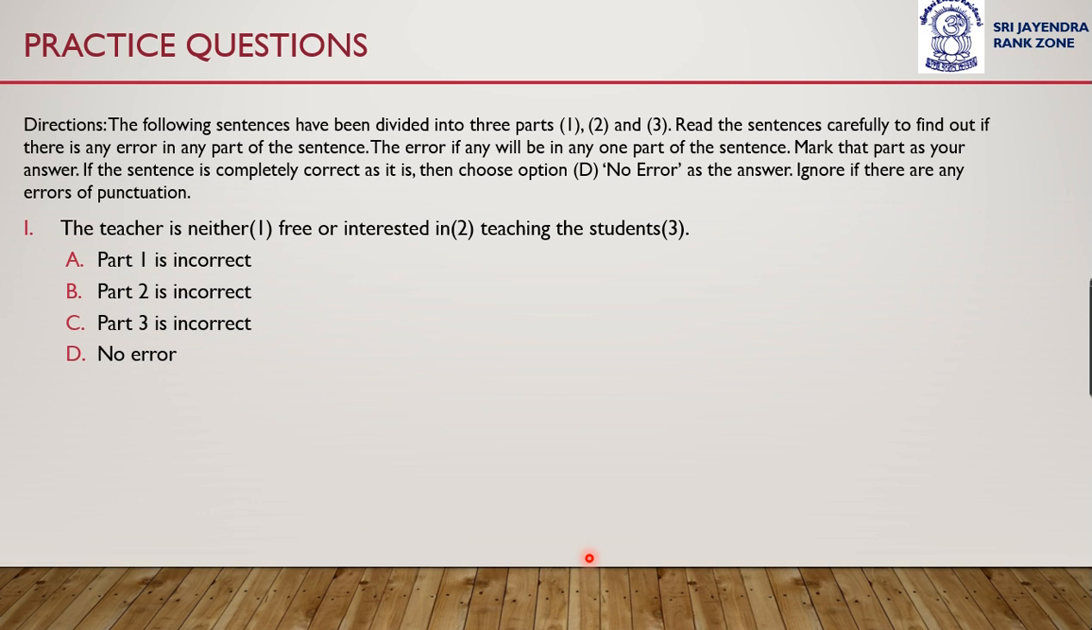In these practice questions, each sentence is divided into three different parts. You have to identify which part of the sentence contains a mistake, that is, which part of the sentence is incorrect. If the whole sentence is correct and there is no grammatical error in the sentence, then we have to mark option D, that is no error. I hope these practice questions are clear to you.